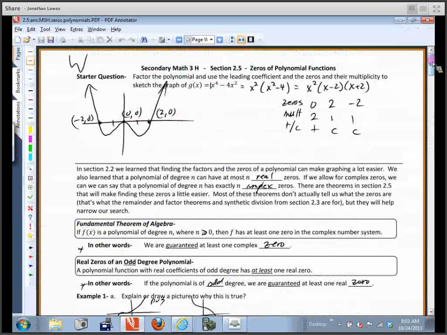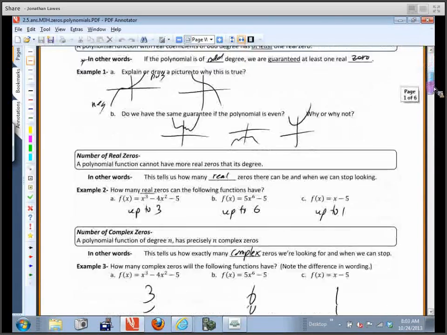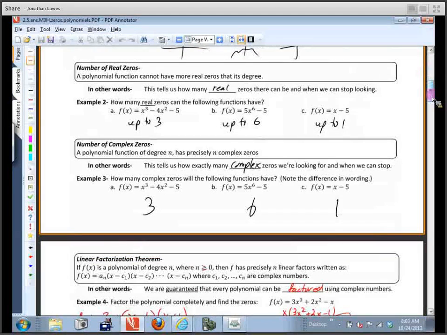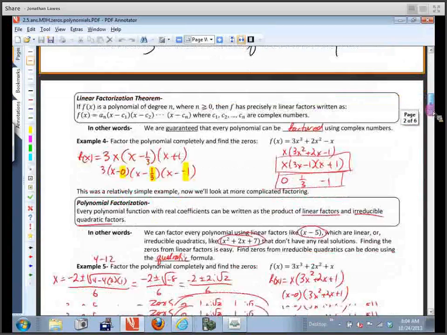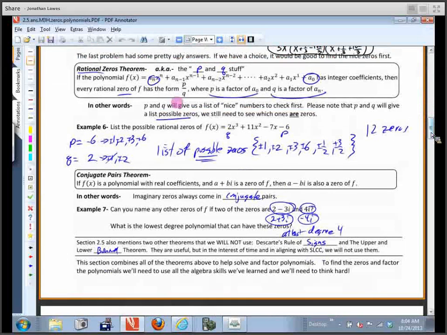Yesterday we started 2.5 and we went over a whole bunch of ideas about polynomials, about how we can factor them, about how the factors are related to the zeros, how many zeros we're looking for, if there are any nice zeros, what they might look like, the fact that if they have any imaginary zeros, they always come in conjugate pairs and stuff like that. So let's focus on these 2 ideas right here. This is the rational zeros theorem, or we're going to refer to it as the P and Q stuff. Okay? So if we're going to find any of the zeros, we want to find the nice ones first, and that's what that theorem is going to help us do.